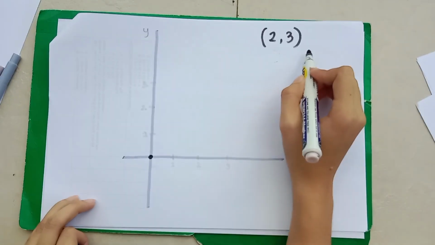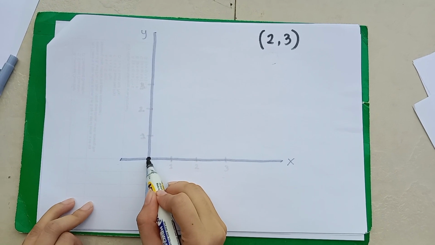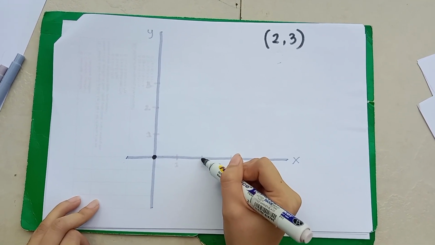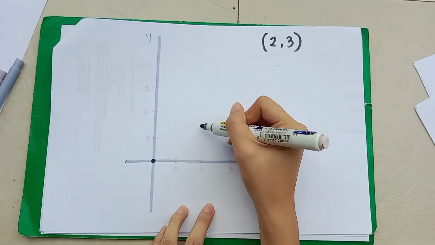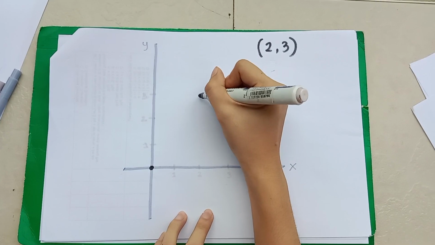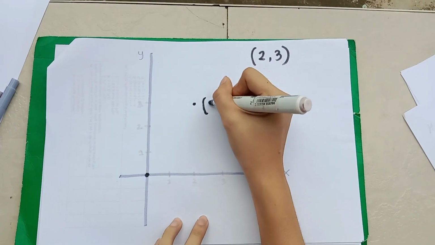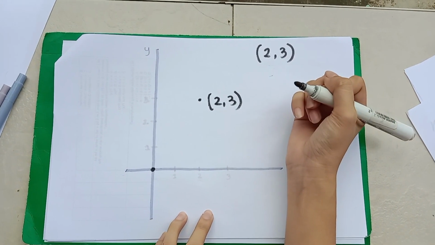So focusing on graphing ordered pairs, we have here the ordered pair 2 and 3. So start at the origin. Since our x is positive 2, move horizontally 2 units to the right, and since y, 3, is positive, move vertically 3 units upward. So here. This is how we graph our 2 and 3 ordered pair.